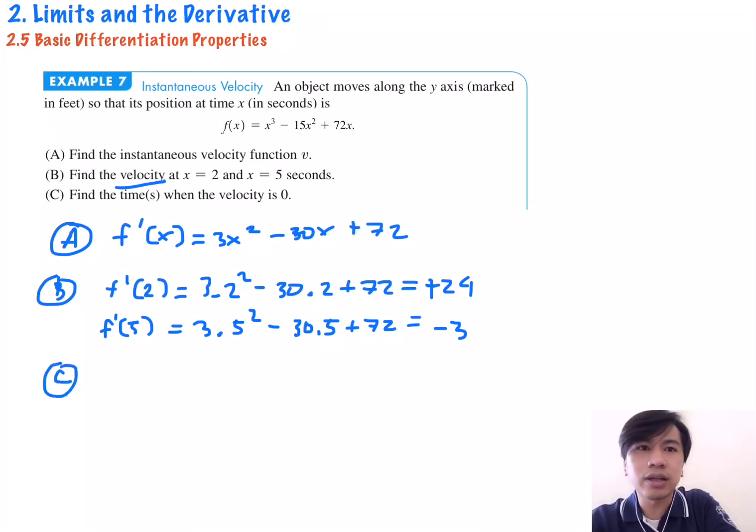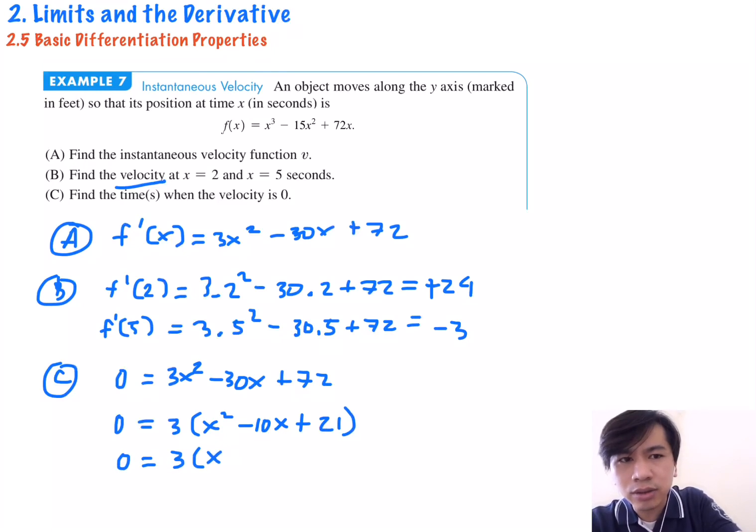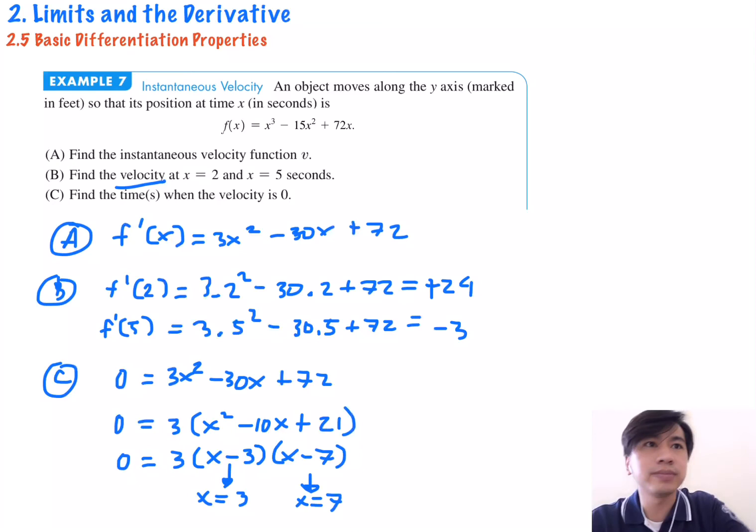Okay, c, find the time when the velocity is 0. So it means 0 equal to 3x squared minus 30x plus 72. What I will do is take out the common term. So 3 is the common term, and then I'll have x squared minus 10x plus 21. Okay, and then I can set it to 0, factor out the 3, (x minus 3)(x minus 7). So then it will happen at x equal to 3 and x equal to 7.